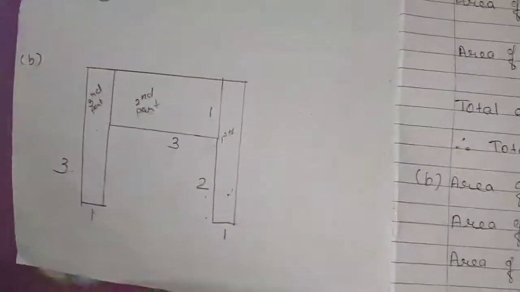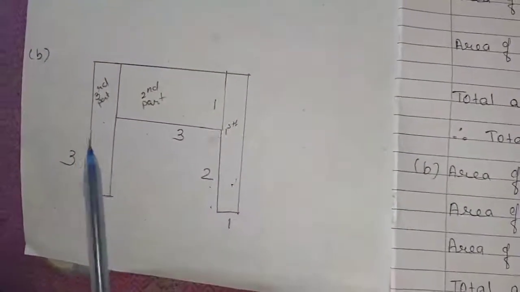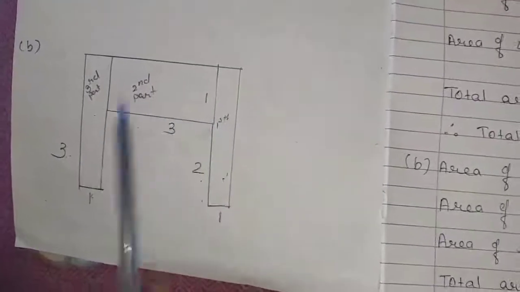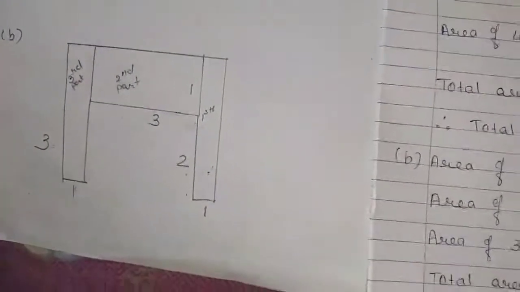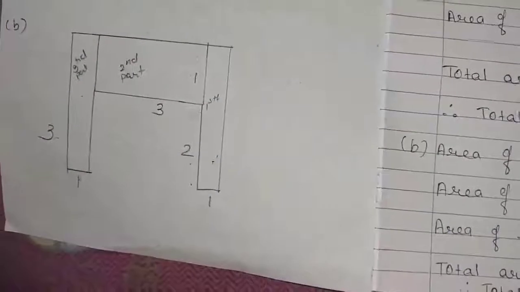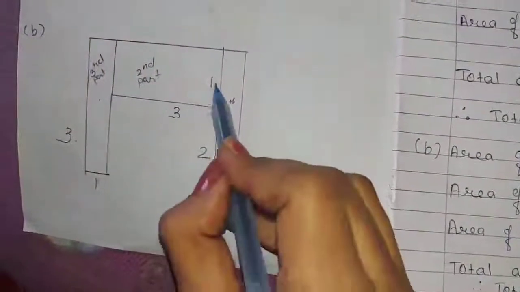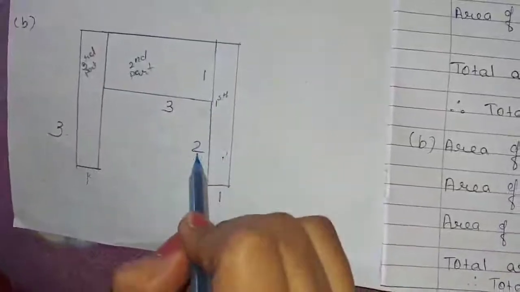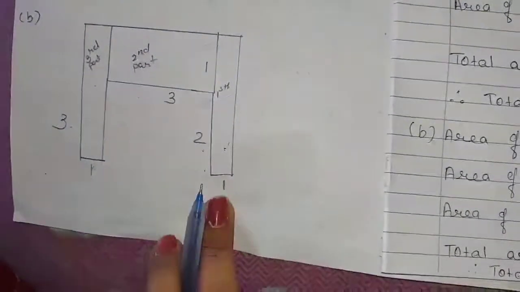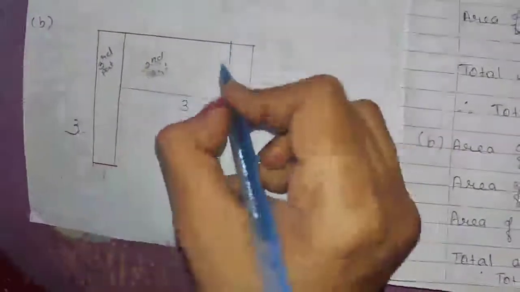Now let us identify figure B. In figure B, 3 parts are there, first, second and third. All 3 parts are of rectangle shape only and they are having same length. See, our total length is 3. 1 plus 2 is 3 and breadth is 1. Here 3 and here as it is 1.